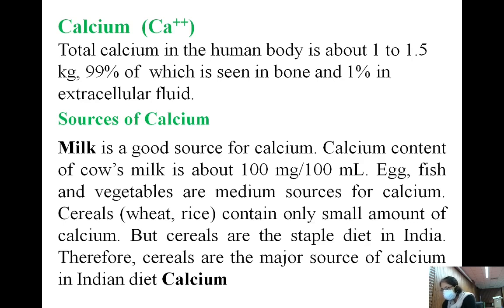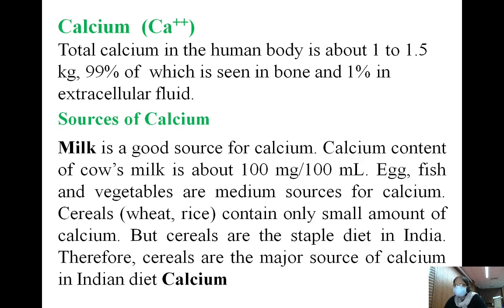Now I'm going to start calcium metabolism. The total calcium in the human body is about 1 to 1.5 kg, 99% of which is seen in bone and 1% in extracellular fluid.